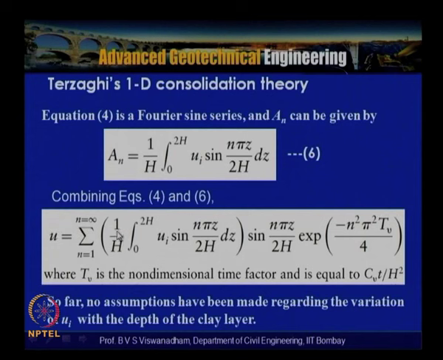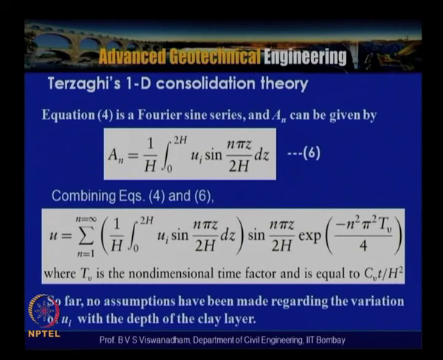Combining equations 4 and 6, we get u is equal to the summation from n equal to 1 to infinity of 1 by h, integral 0 to 2h u_i sin(n pi z by 2h) dz, into sin(n pi z by 2h) into exponential minus n square pi square Tv by 4, where Tv is the non-dimensional time factor, equivalent to t c_v by H square. H is nothing but the drainage path. In case of a clay having a double drainage layer, it is h by 2. In case of a single layer, H is equal to h.